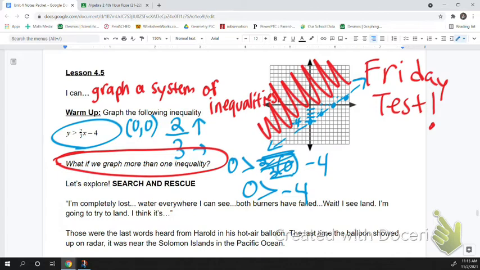I'm going to come around and check lesson 4.4 homework to make sure it's complete. Go ahead and decide who's going to read first.